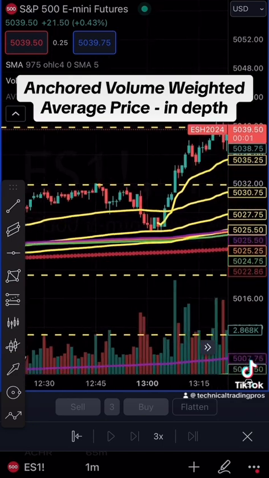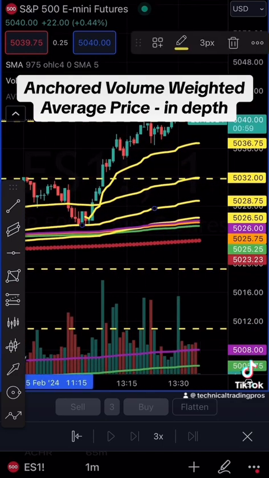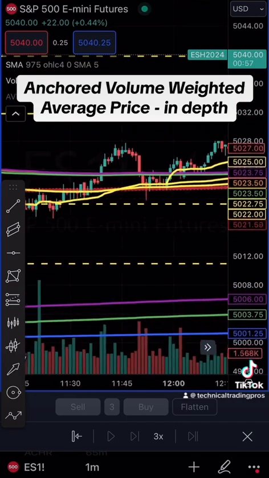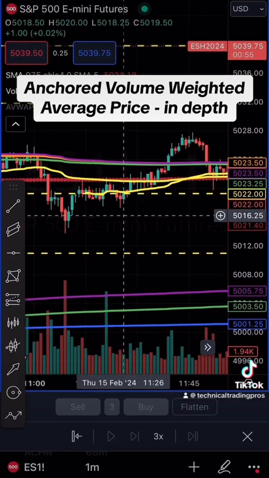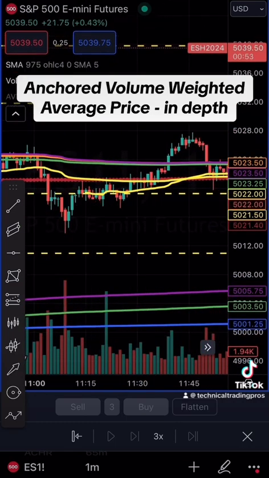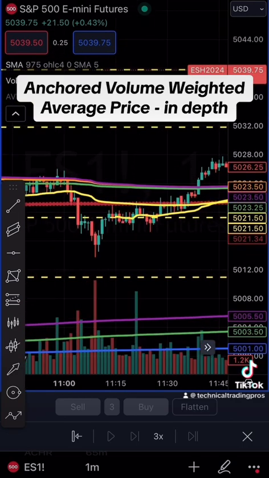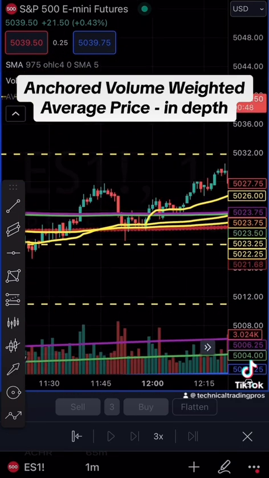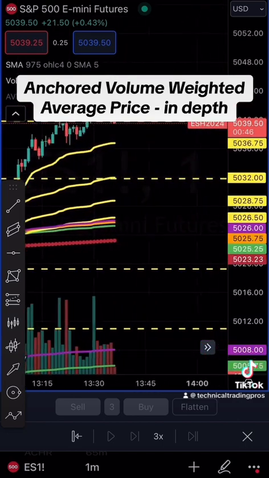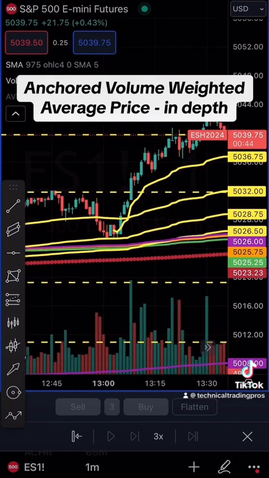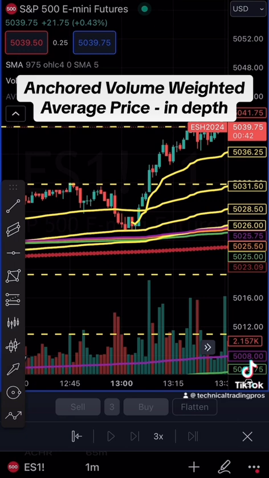You can see how it bounced perfectly right off of this anchored VWAP from earlier, from that midterm pivot low at about 11:15 right there. So again, AVWAP handoffs shown perfectly there. Plenty of opportunity for entries with minimal risk.